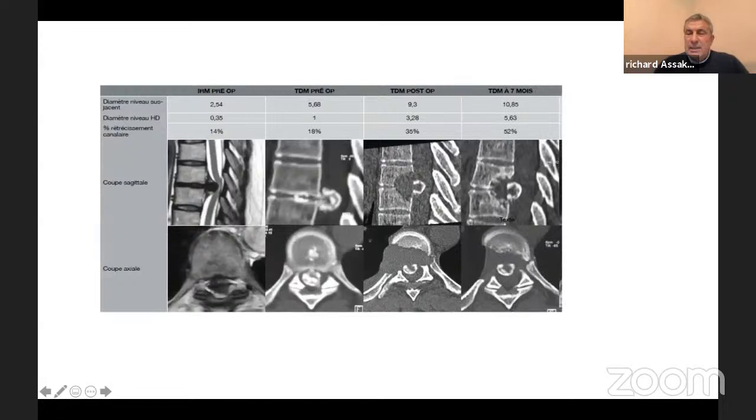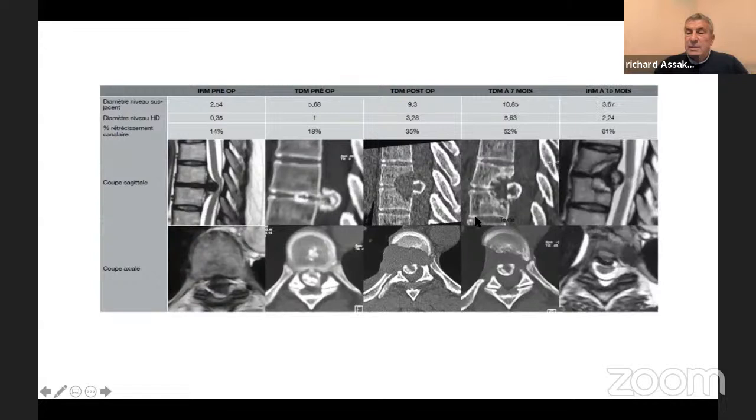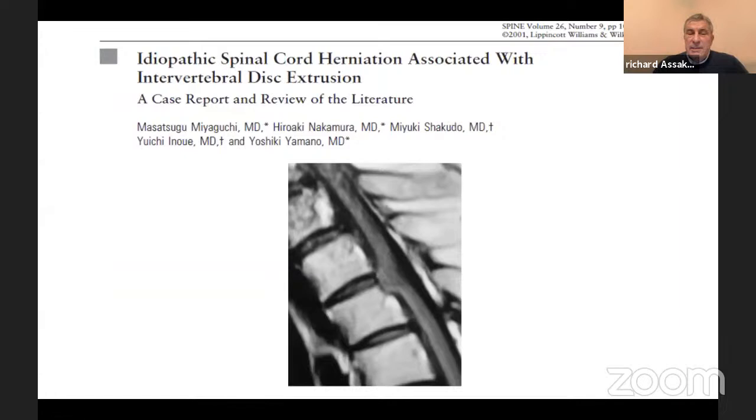And this is at 7 months. You can see the dura is getting to the cavity, and this is at 10 months, and the cord is completely freed here. You can see the myelopathy patients get better. So I have a few cases where I adopt this kind of technique because it was too risky. Be careful about this scenario. This is a cord herniation and it might be confused with a disc herniation. So make sure that this is typically the cord herniation.